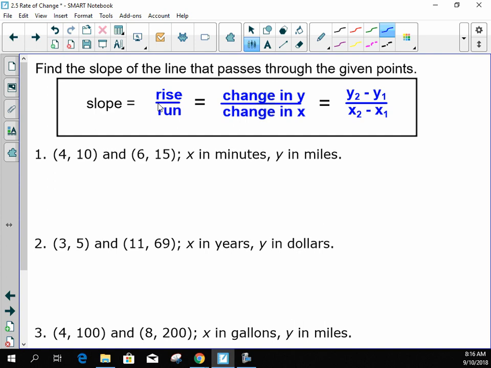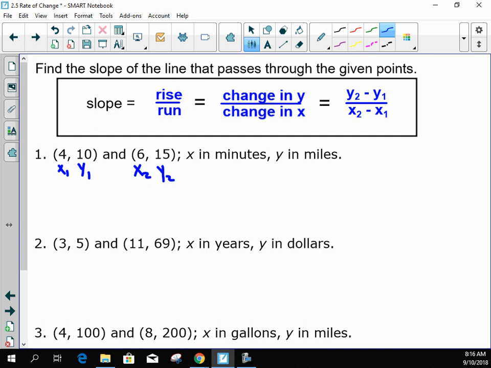Look here: 4:10 and 6:15. X in minutes, y in miles. I don't care about the x in minutes, y in miles. What I care about is this. You need to know the rate of change or the slope. x1, y1, x2, y2. Those are your x's and your y's. Why is this x1? Because it's the first x. This is x2 because it's your second x. It's an ordered pair, x and y.